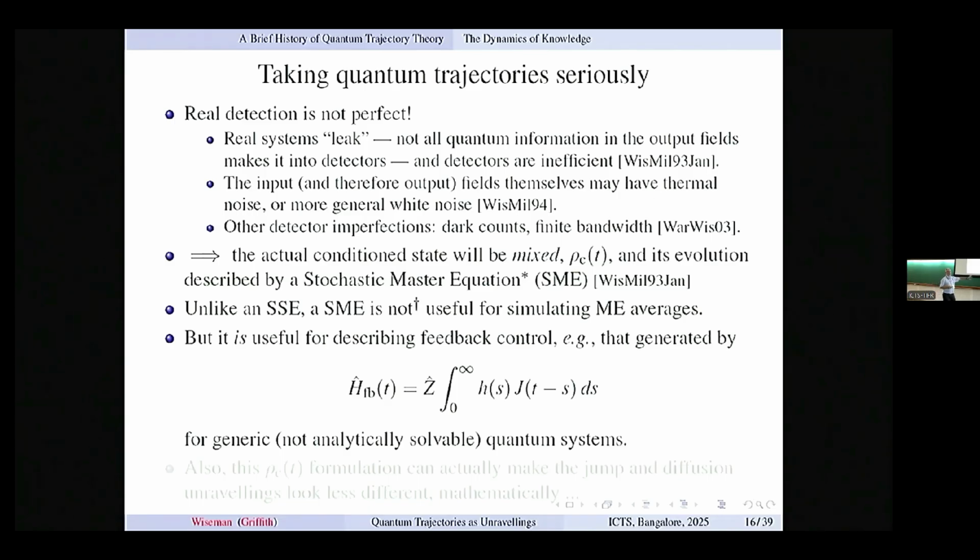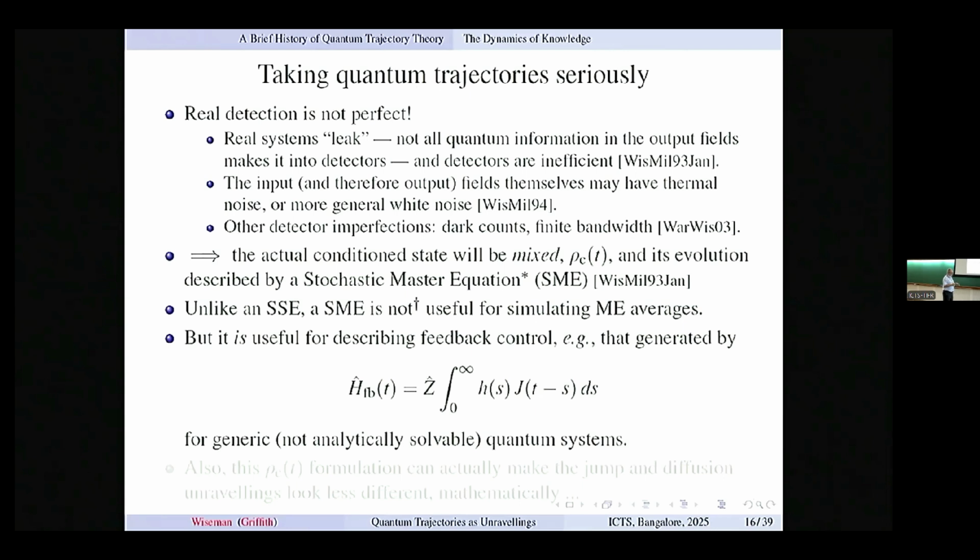So in that sense, it's completely orthogonal to what most people were talking about for quantum trajectories around this time, 1992, 1993. So it's not useful for that, but what it is useful for is describing feedback control, as I said. So typical feedback might look like this.